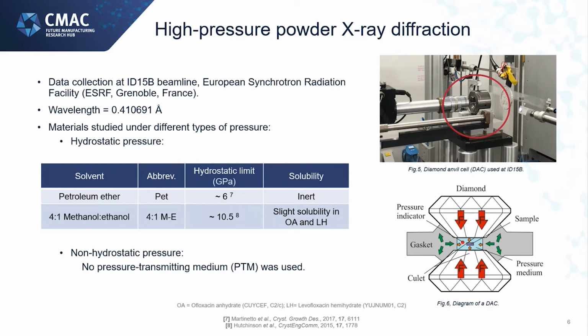So for the hydrostatic pressure, we decided to choose 2 different pressure transmitting media, which is what you surround your sample in here in the gasket chamber, just to apply the pressure to your material. And we went for petroleum ether, for which ofloxacin and levofloxacin are not soluble, and then a 4:1 methanol ethanol solution, which shows a slight solubility for ofloxacin anhydrate and levofloxacin hemihydrate, the gamma form.